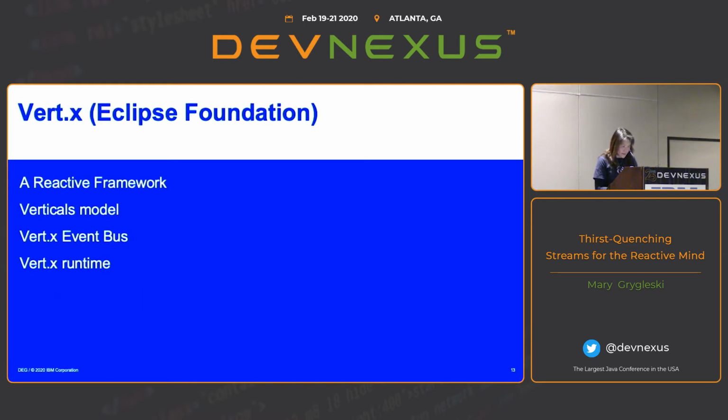Then I'll just jump to talking about Vert.x too. Vert.x, again, I talked already about its Red Hat heavy involvement, its Eclipse Foundation project. It makes use of what it calls a verticles model. Also, in the runtime, it has an event bus that processes all the events, and it has its own runtime too.